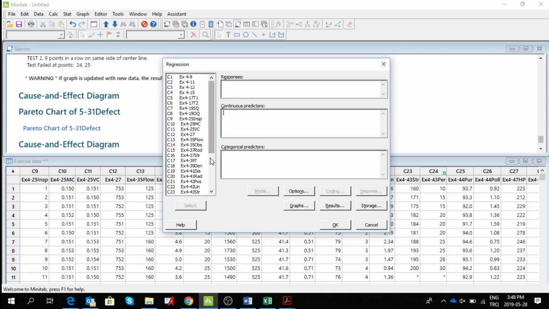Response variable is my strength. Strength is going to go in here, and continuous predictors are the, sorry. This is question 43. I'm sorry about that, 43. So this is the y variable, and then percentages.